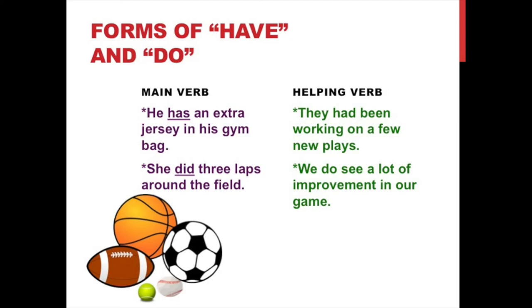Finally, we do see a lot of improvement in our game is our next sentence, and do see is the verb phrase in the sentence. In this case, however, the form of do, which in this case is just do, is acting as a helping verb to the main verb see. So really pay attention to whether the verb is the only verb in the sentence, in which case it's the main verb, or if it's acting as a helping verb for another verb in the sentence.